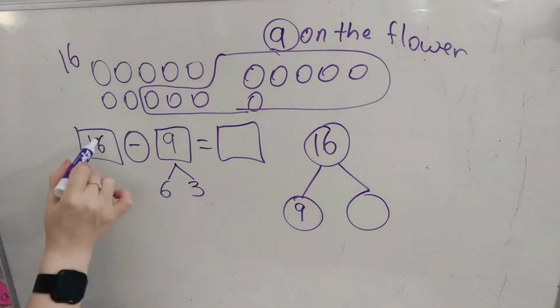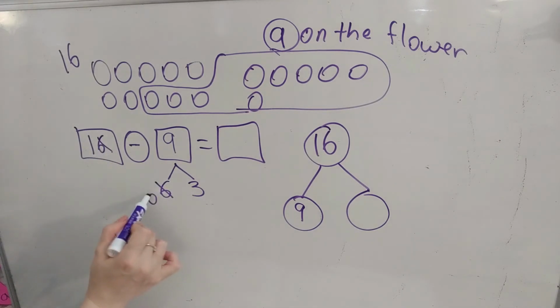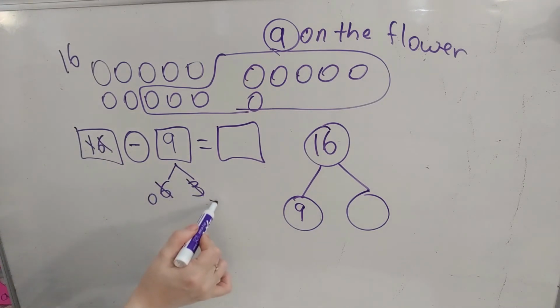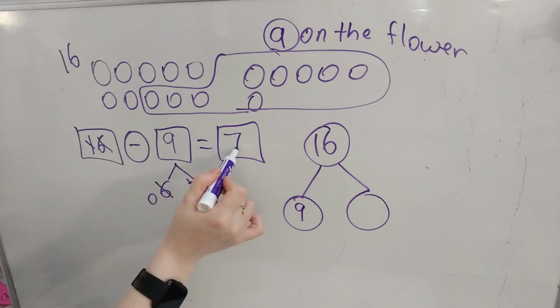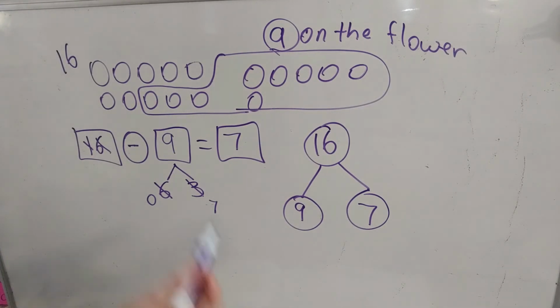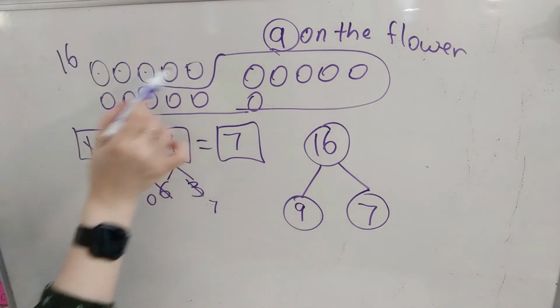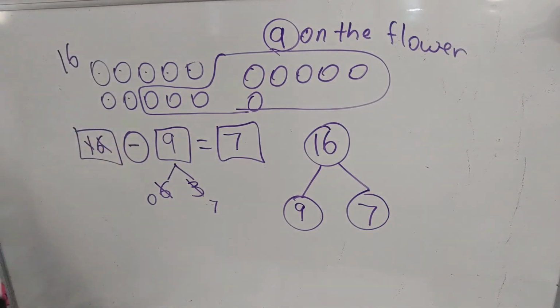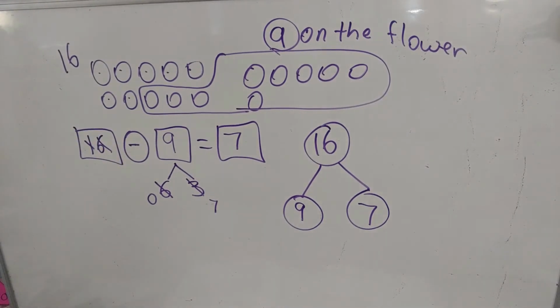Now we can subtract. 6 minus 6 is 0. 10 minus 3 is 7. And there's our answer, 7. So 7 is the other part of our number bond. Now let's check to see if we are right. Are there 7 on the ground? 1, 2, 3, 4, 5, 6, 7. Yep, we were correct. So all the way at the bottom of your paper, it says, are on the ground.